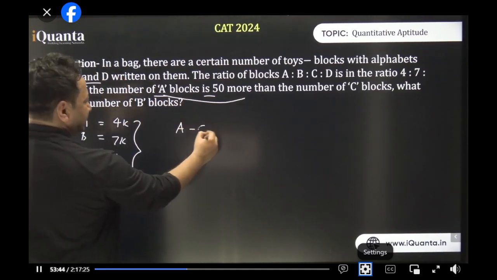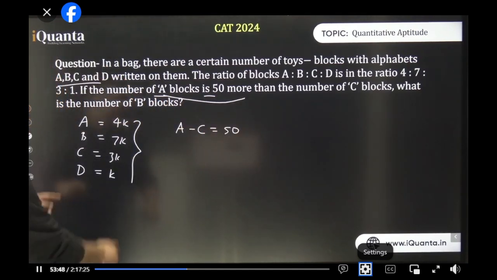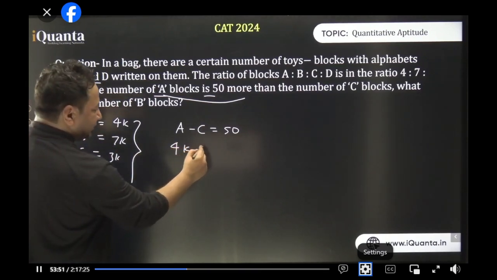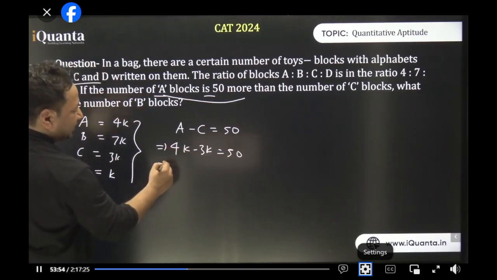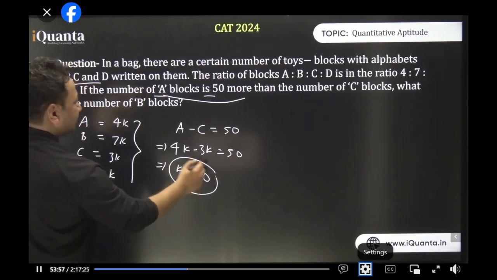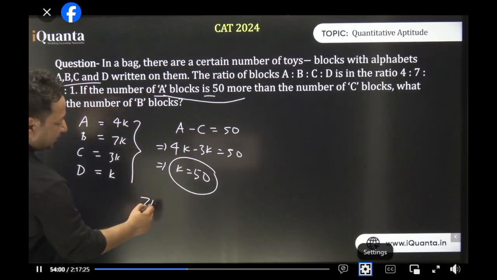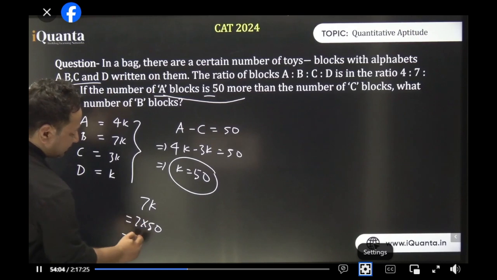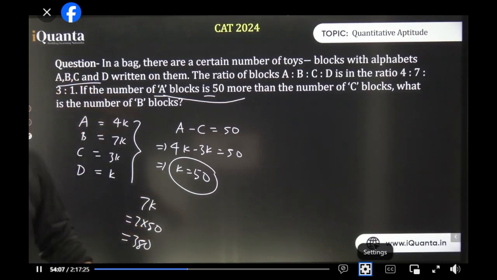A is 50 more than C. That means A minus C is equal to 50. Putting it in the form of K, 4K minus 3K is equal to 50, which means K is equal to 50. The number of B blocks is 7K. So 7K will be how much? 7 into 50 is 350. An easy question. And now you know how to make statements and equations and solve it.